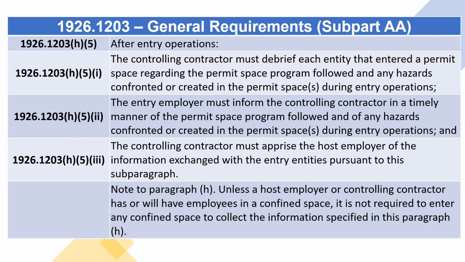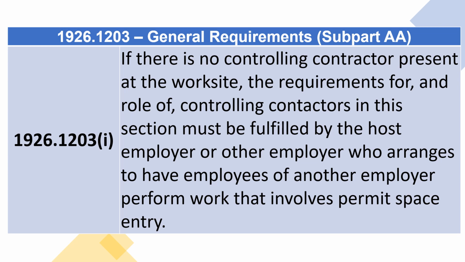Note to paragraph (h). Unless a host employer or controlling contractor has or will have employees in a confined space, it is not required to enter any confined space to collect the information specified in this paragraph (h). 1926.1203(i). If there is no controlling contractor present at the worksite, the requirements for and role of controlling contractors in this section must be fulfilled by the host employer or other employer who arranges to have employees of another employer perform work that involves permit space entry.